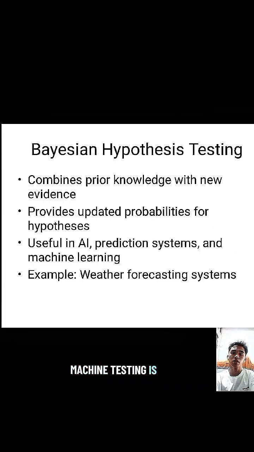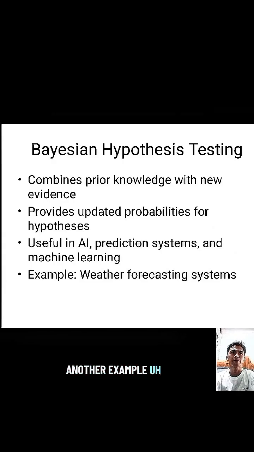Bayesian testing is widely used in artificial intelligence, machine learning, and prediction systems because it allows decisions to improve over time. For example, a recommendation system can adjust its suggestions based on the user's previous choices. Unlike traditional methods that only focus on rejecting or not rejecting the null hypothesis, Bayesian methods provide direct probabilities for how likely a hypothesis is true.